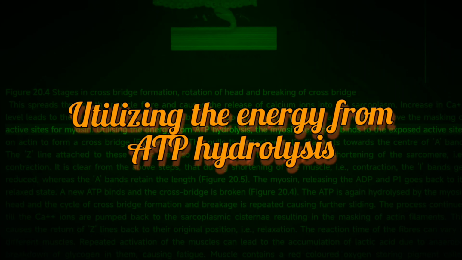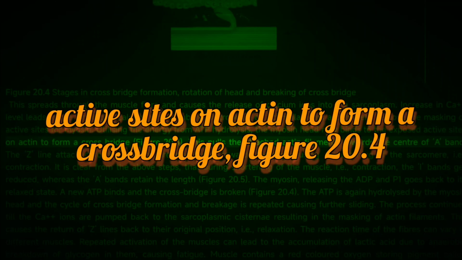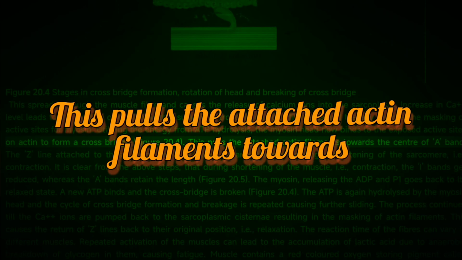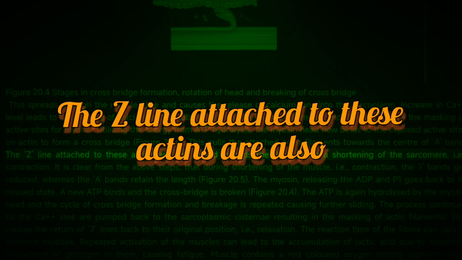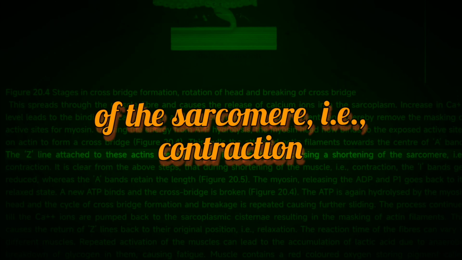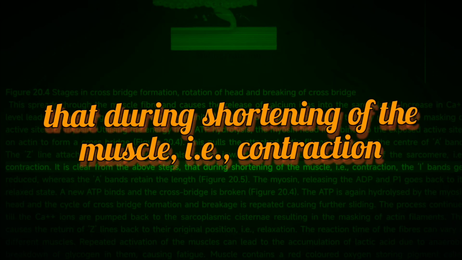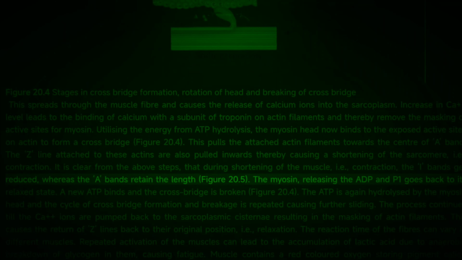Utilizing the energy from ATP hydrolysis, the myosin head now binds to the exposed active sites on actin to form a cross-bridge, figure 20.4. This pulls the attached actin filaments towards the center of the A band. The Z lines attached to these actins are also pulled inwards, thereby causing a shortening of the sarcomere, i.e., contraction. It is clear from the above steps that during shortening of the muscle, i.e., contraction, the I bands get reduced, whereas the A bands retain the length, figure 20.5.